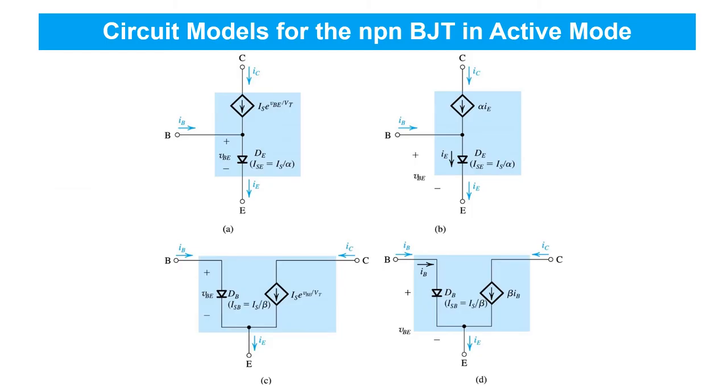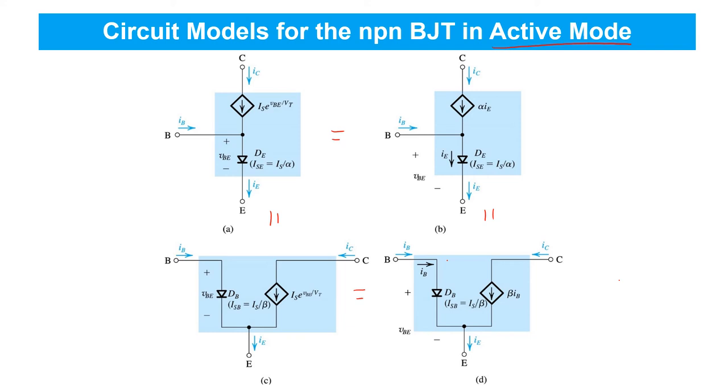Here we see some circuit models for the NPN type BJT in active mode. Now just note that all four of these models are mathematically equivalent to each other. You can use any one of them in the analysis of any circuit and you should get the right answer. But again, as with other nonlinear devices, you have to be mindful that these models are applicable only when the transistor is in its intended operating mode, in this case, in active mode. So we have to ensure that the collector-base junction is reverse biased in order for these models to be applicable.